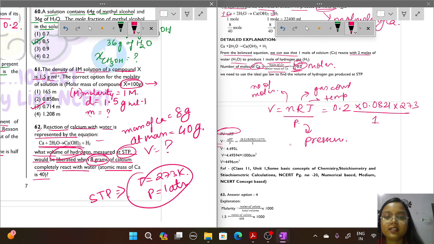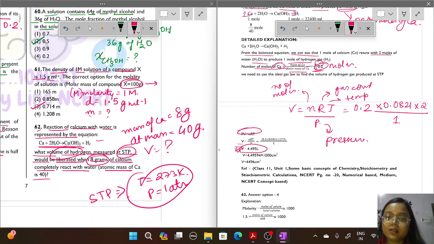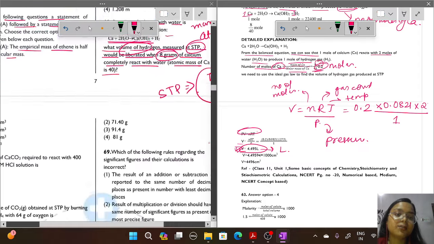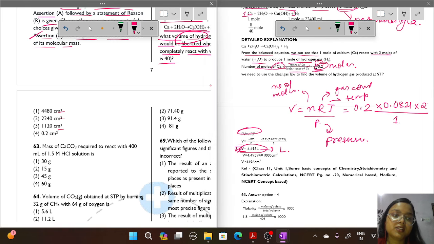So like this. What will be the volume? Volume will be 4.495 liter. So it is in liter, and see what are the options given here? The options given here are in centimeter cube.